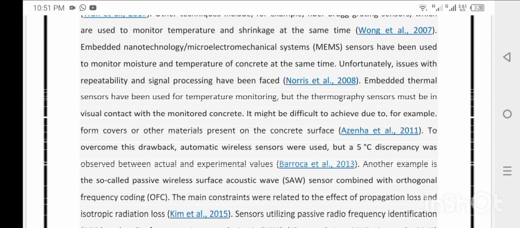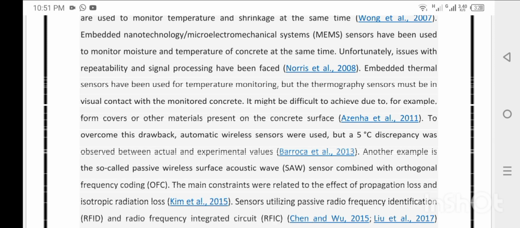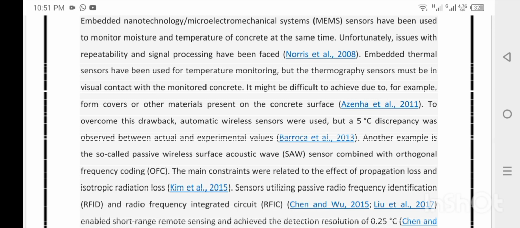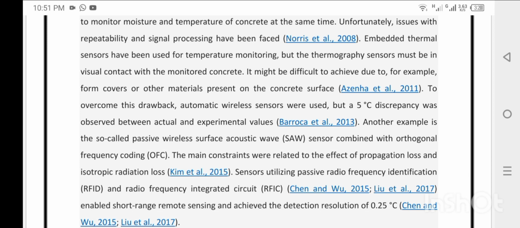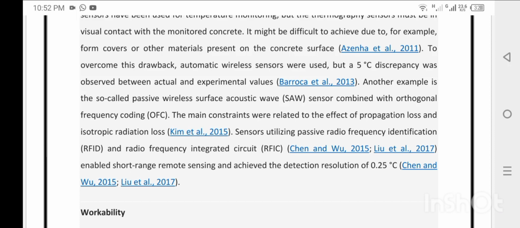It might be difficult to achieve due to, for example, foam cover or other material present on the concrete surface. To overcome this drawback, automatic wireless sensors were used, but about 5-degree discrepancy was observed between actual and experimental values. Sensor utilizing passive radio frequency identification and radio frequency integrated circuit enabled short-range remote sensing and achieved the detection of resolution of about 0.25 degree.